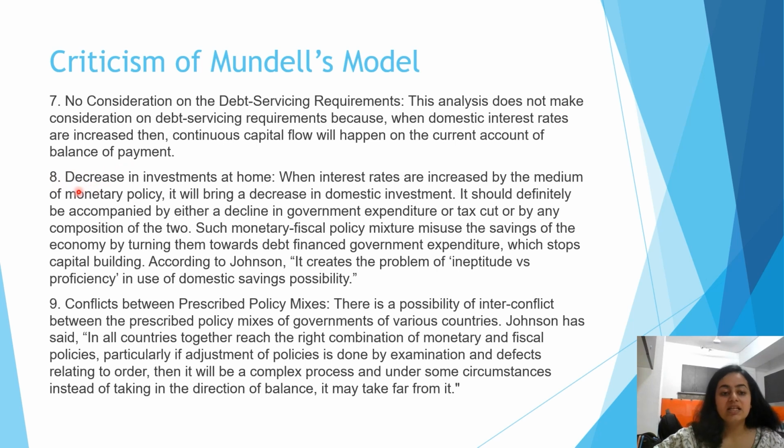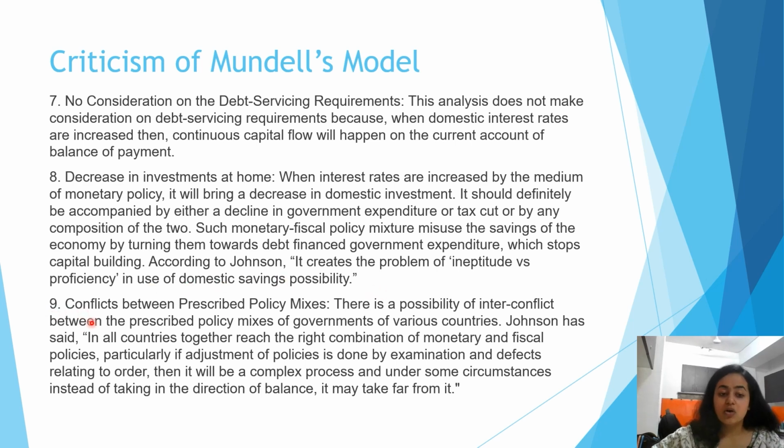Eighth, decrease in investments at home. When interest rates are increased by the medium of monetary policy, it will bring a decrease in domestic investment. It should definitely be accompanied by either a decline in government expenditure or a tax cut, or by a combination of the two. Such a monetary fiscal policy mixture misuses the savings of the economy by turning them into debt financed government expenditure, which stops capital building. According to Johnson, it creates the problem of impetuosity versus proficiency in use of domestic savings possibility.